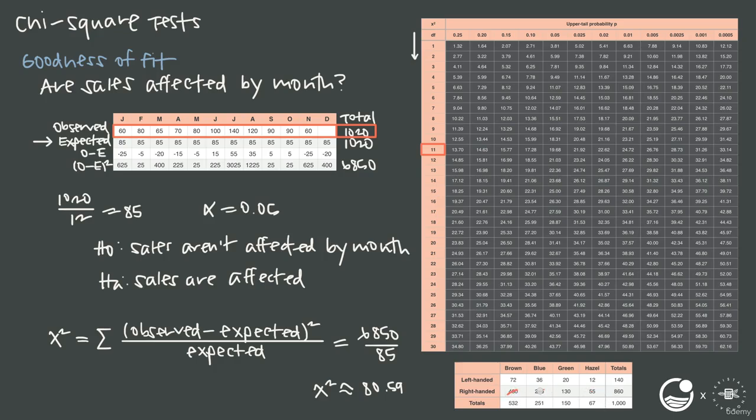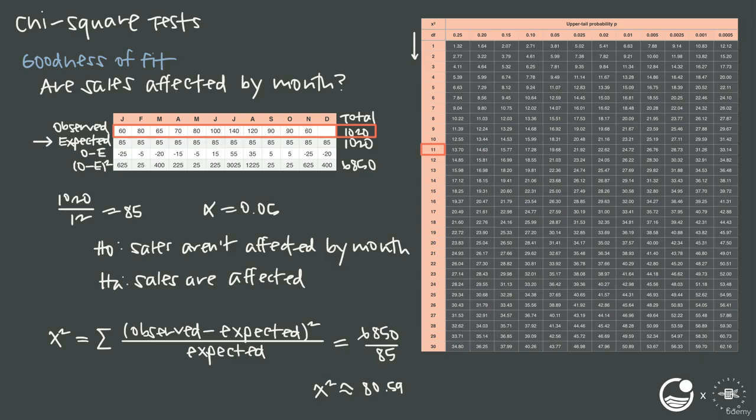So if we're able to remove all of these values here, that means degrees of freedom for this table, for this scenario, is 3, because the number of remaining values in the body of our table is 3. We have 72, 36, and 20. And so degrees of freedom here would be 3 in the same way that degrees of freedom up here would be 11. So back to our original example, our sales affected by month, we have 11 degrees of freedom, and we're interested in this 5% significance level.